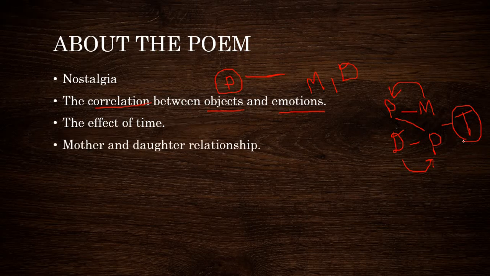Next one is the mother and daughter relationship. Obviously we are talking about the mother and daughter, so that is the main factor which you should keep in mind. Last but not least, the speaker of the poem.